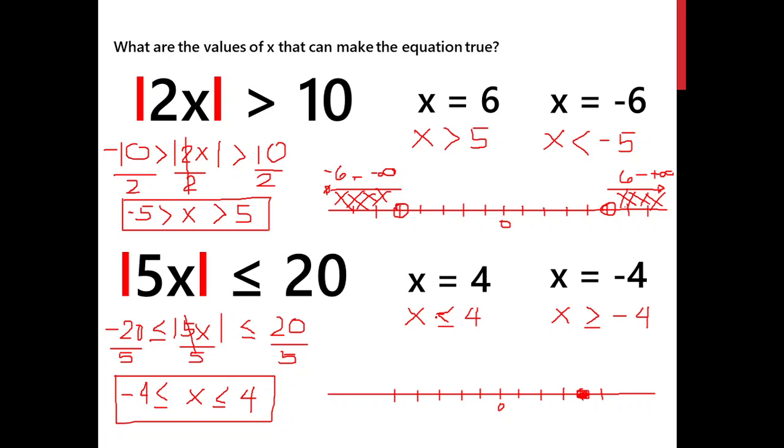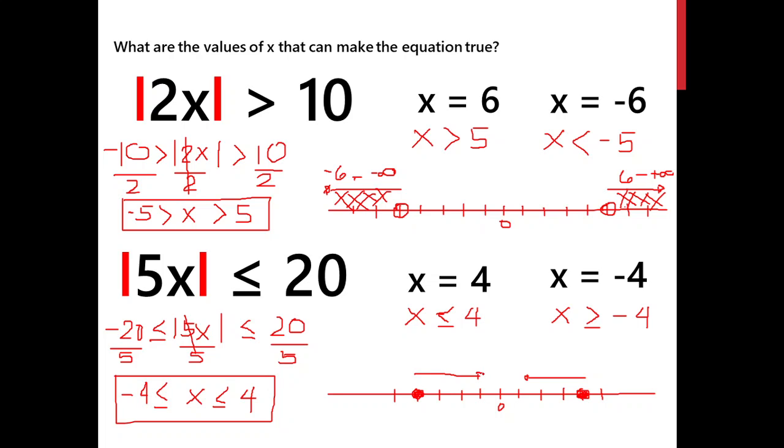So any number less than or equal to 4, that's going to the left. And here, negative 4, 1, 2, 3, negative 4. Again, we use the closed circle because negative 4 is part of the solution. Any number greater than or equal to negative 4 is a solution, so it should be going to the right.